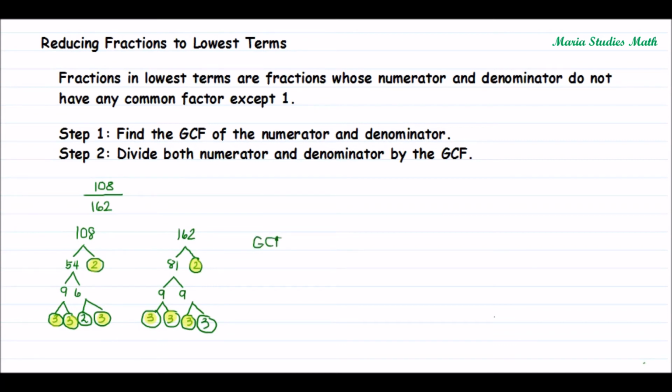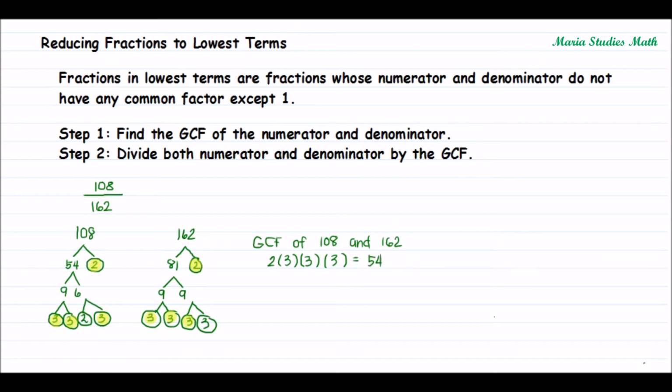So the GCF of 108 and 162 is, let's multiply all of those numbers. That's 2 times 3 times 3 times 3. Even if you rearrange them, with the 2 at the end, it's fine because when you multiply them, you will still get the same answer. So this is equal to 54.